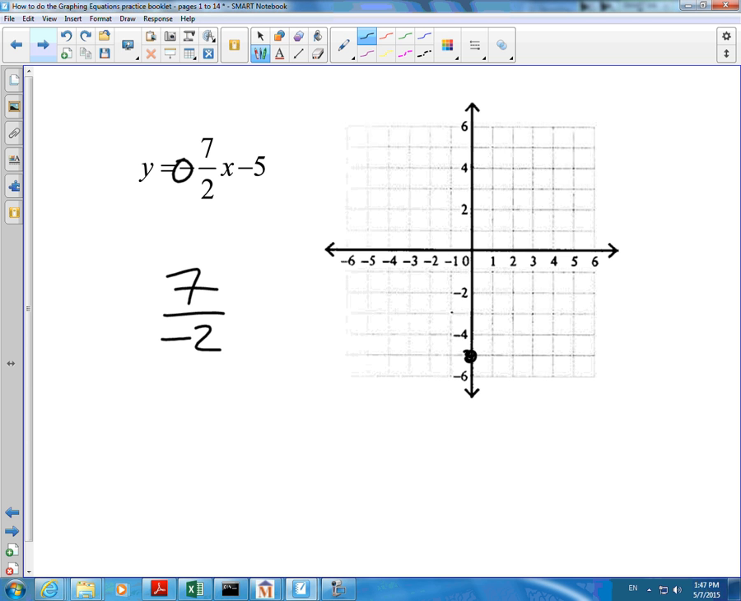So I'll go up 7 and left 2. And there's my next point. So again, that's up and that's left. And there's my quick sketch of that.